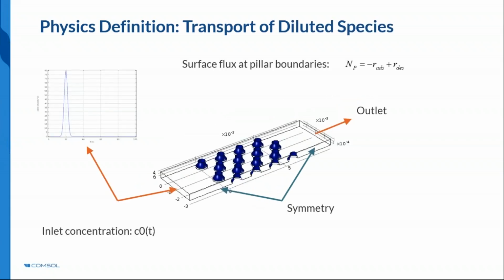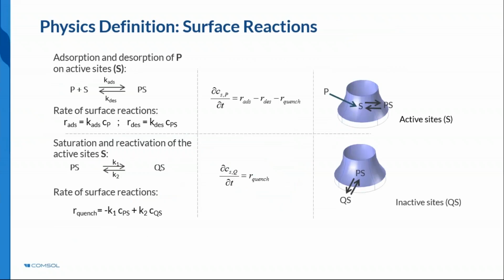Since the concentration of the biomolecule within the fluid can be assumed to be dilute, we can use Fick's law to describe the diffusive and convective transport. The inlet concentration is set using a time-dependent Gaussian pulse, with unreacted species leaving via the outlet. At the surface of the pillars, we have two reactions going on: the adsorption and desorption of the biomolecule P onto the pillars, and then the quenching reaction of the adsorbed species PS. Here we have the expressions in the middle representing the balance on the surface concentration of P and Q.